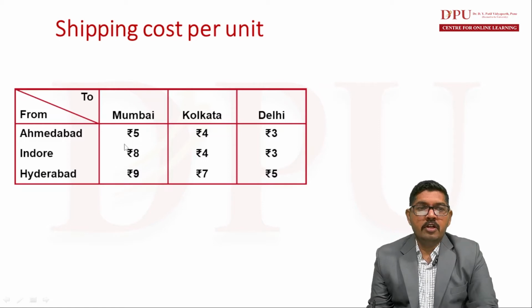per unit. For shipping one unit of quantity of some tube from Indore to Mumbai is ₹8. So this is also the essential data which is required in order to build a transportation model.